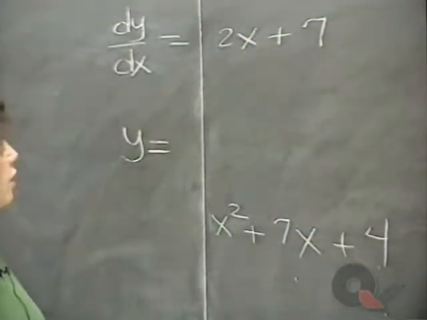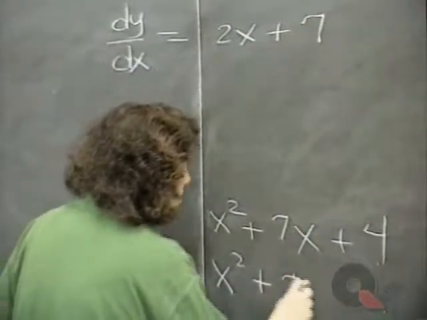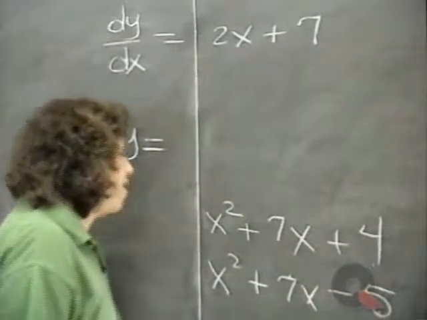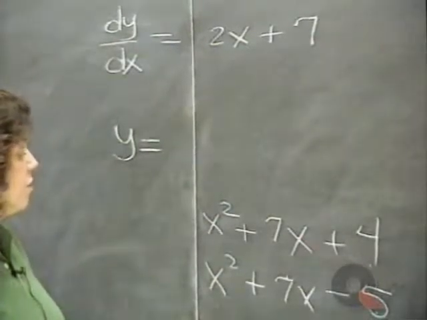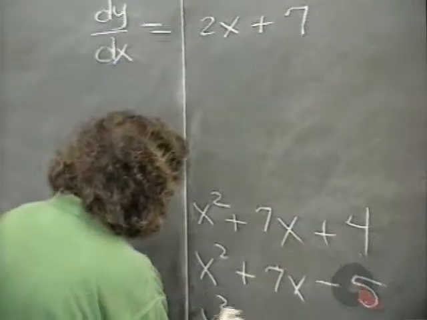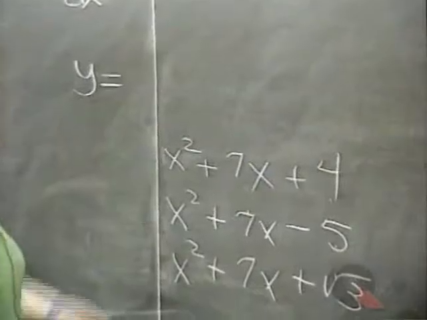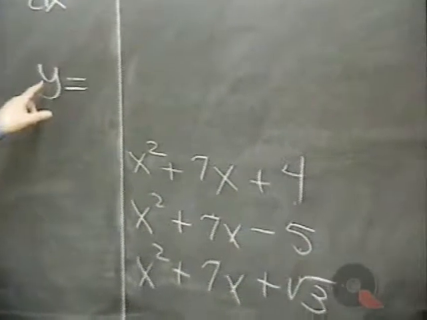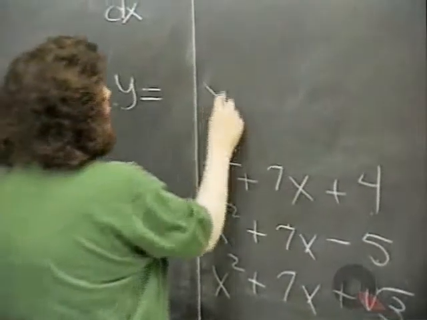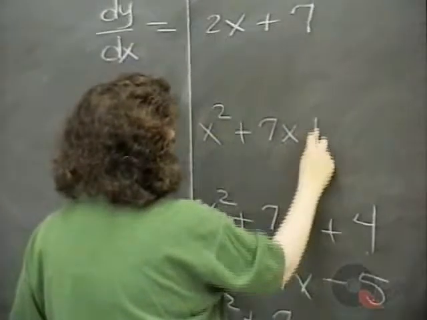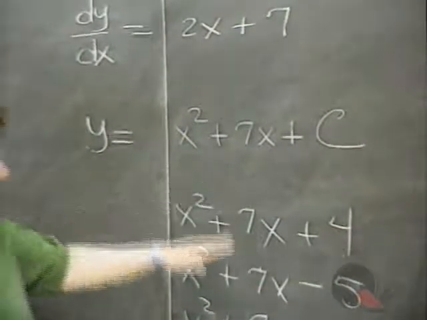The derivative in that case would be 2x plus 7. Somebody else might say x squared plus 7x minus 5. And I have to say, yep, that's also a possibility. The derivative is 2x plus 7. What about x squared plus 7x plus the square root of 3? Also good. So the most general antiderivative in this case would be x squared plus 7x plus some constant c.